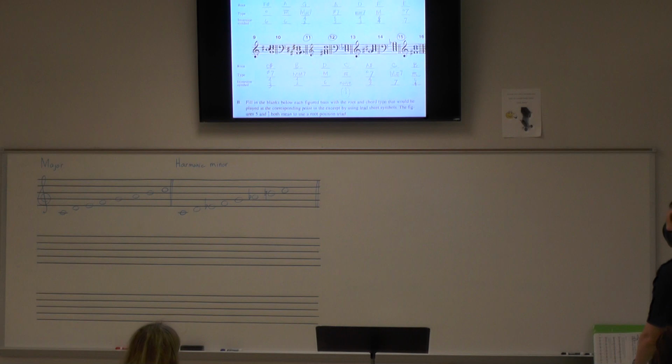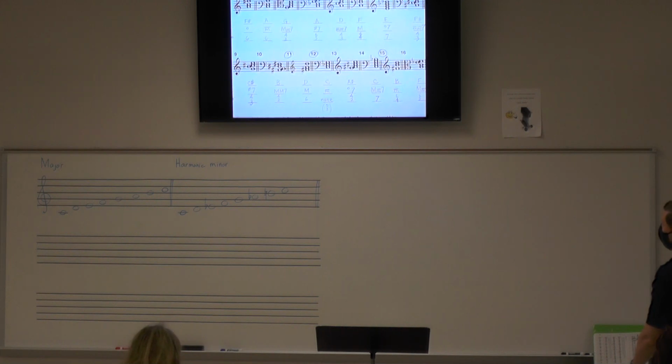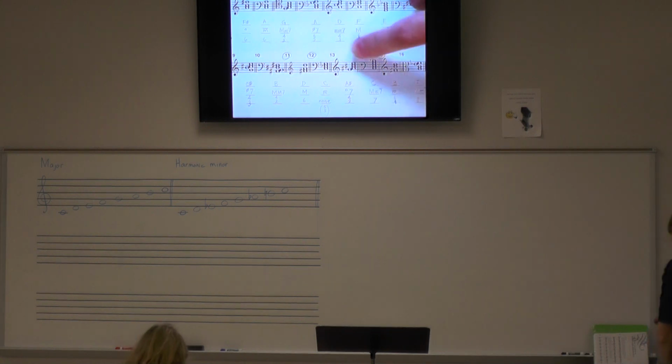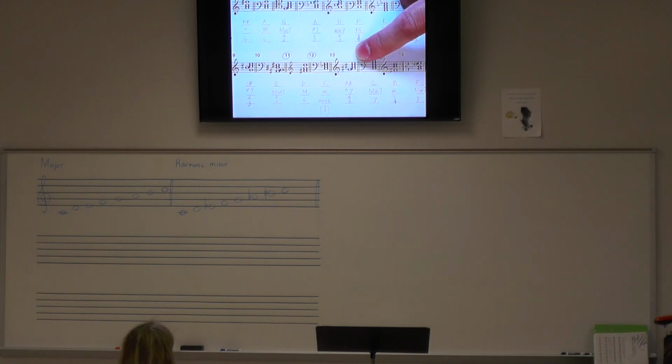Down below, looks like we have numbers 9, 10, 13, 14, and 16. You can tell me from last week, let's look at number 13 as an example. When a seventh chord is inverted, how can you find the root right away?